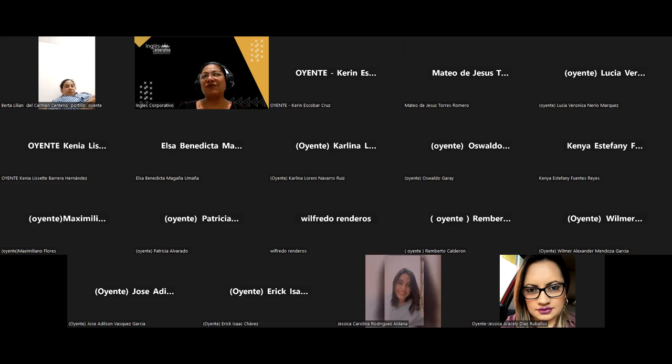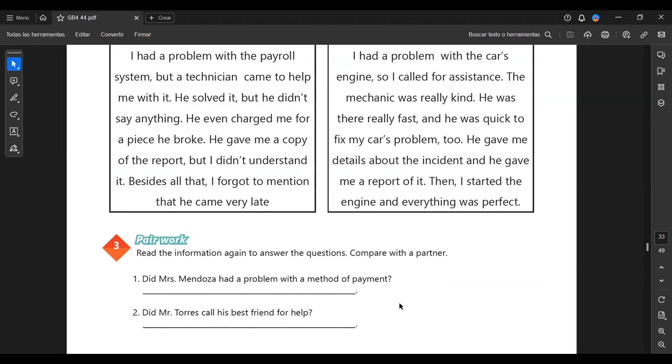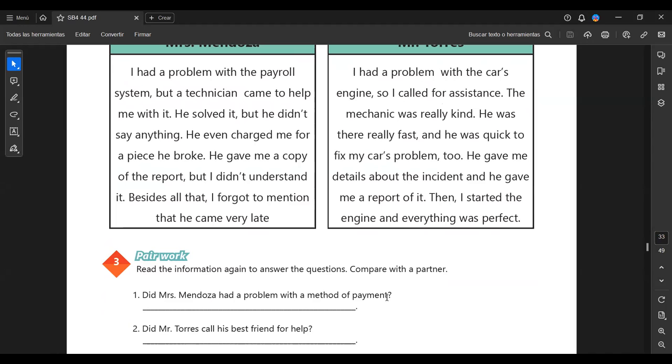Okay. We have finished the first one. Okay, guys, now that we have been working with the paragraphs, the positives and negatives, now we are going to work with the questions. Taken from these two paragraphs, for example, we have these two questions. Did Mrs. Mendoza have a problem with a method of payment? Yes, she did. And if the question were negative? No, she didn't.